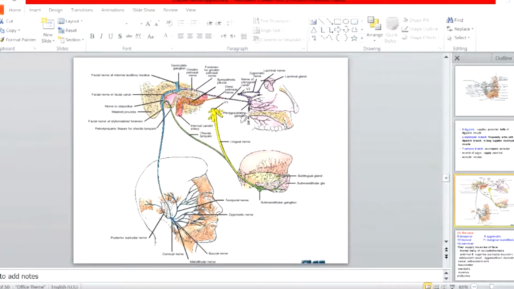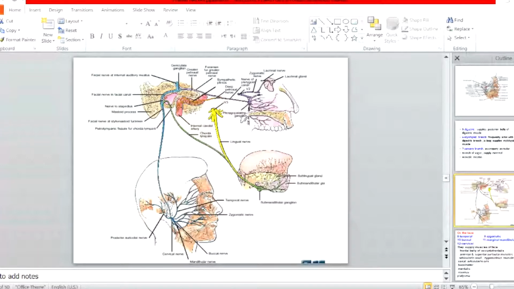So what emerges from the stylomastoid foramen is only the special somatic efferent part, and this is for the supply of muscles of the second pharyngeal arch. Now, just before it enters into the parotid gland, it gives rise to its posterior auricular branch. The posterior auricular branch, from its name, passes behind the auricle together with the posterior auricular branch of the external carotid artery. This supplies the auricular muscles, the posterior auricular muscle, and supplies the occipital belly of occipitofrontalis of the scalp.